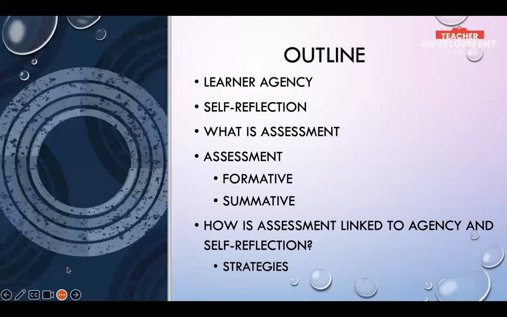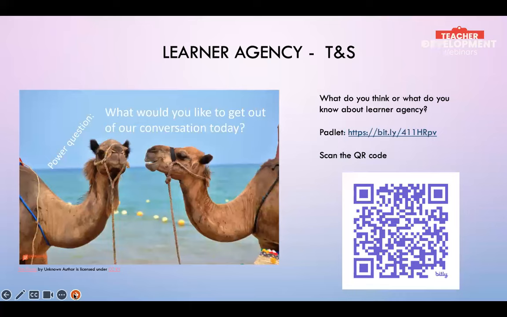To begin, we're going to be talking about what learner agency is. We're going to discuss self-reflection, which is an important piece not only for us as teachers, but also for the learners. We're going to discuss what assessment is so that we are in tune on one definition. Then the types of assessment, whether it's formative or summative. Then how assessment is linked to agency and self-reflection. And we're going to end up with some suggested strategies or some suggested tools that you can use in order to assess, but also promote learner agency and self-reflection in your classrooms.